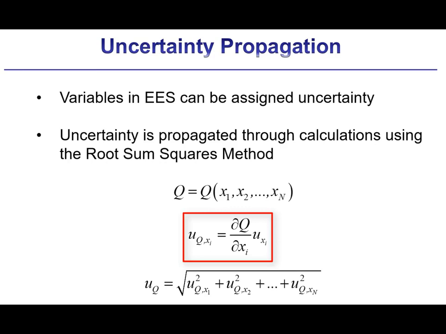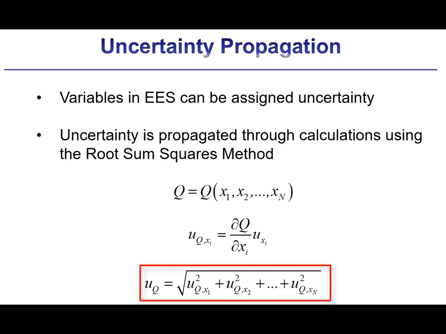The elemental uncertainty in Q due to measurement x sub i is just the product of the partial derivative of Q with respect to x sub i and the uncertainty in x sub i. So you can do all the elemental uncertainties in this way, and then you can finally combine them to provide the total uncertainty in Q by taking the square root of the sum of squares of each of the elemental uncertainties.